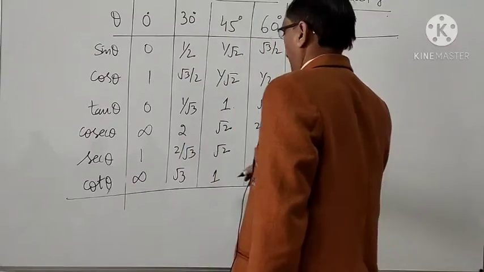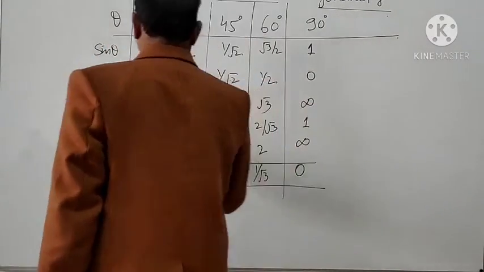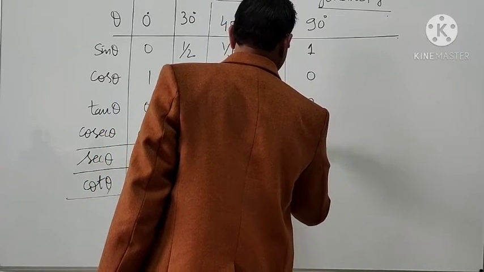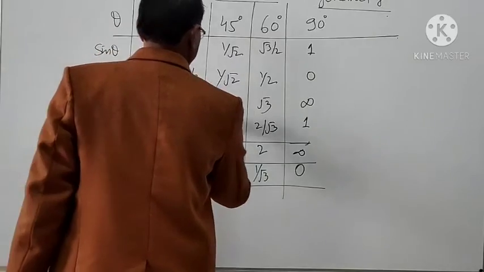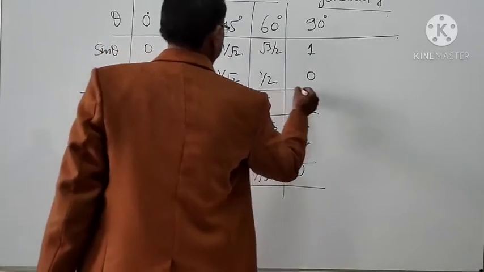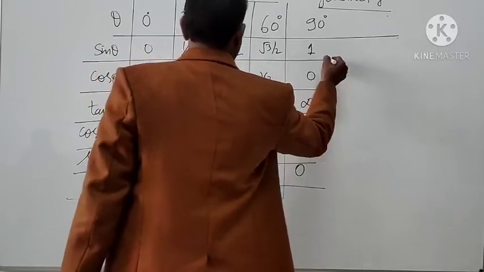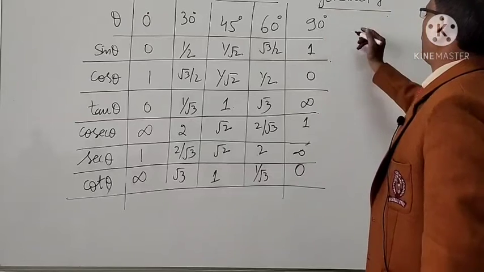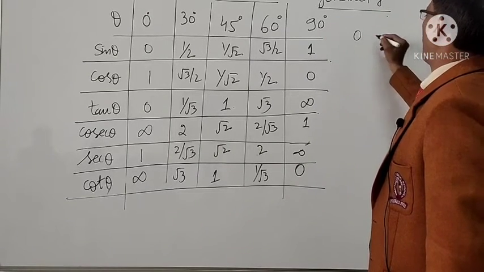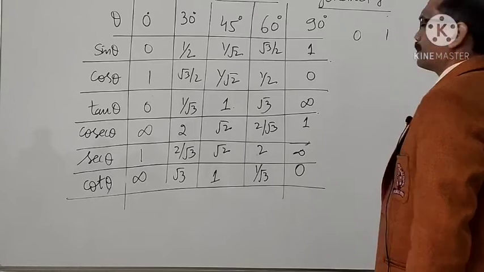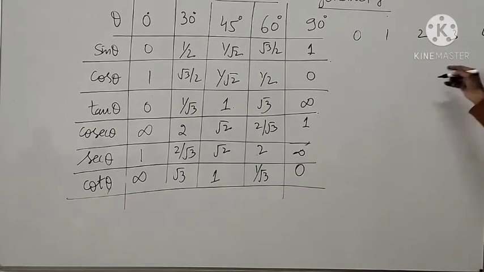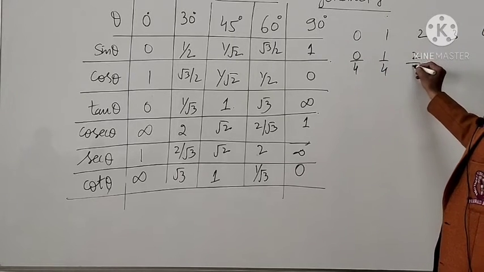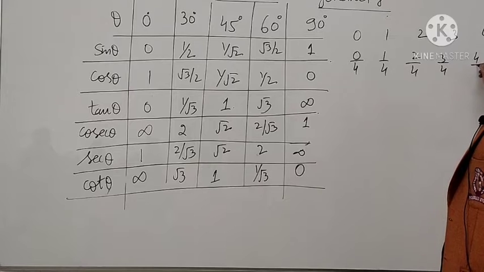Student, there is one logic to learn this table. Student, the logic is this: if we write 0, 1, 2, 3, 4, divide each number by 4, then we will get 0 upon 4, 1 upon 4, 2 upon 4, 3 upon 4 and 4 upon 4.